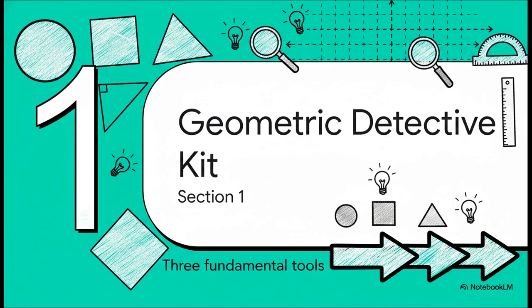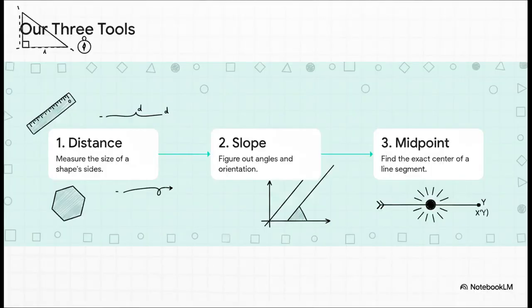These are the 3 fundamental tools we'll be using for every single investigation today. So here they are, the big 3. First, you've got the distance formula. We use this to measure the size of a shape's sides. Second, there's the slope formula, which is our go-to for figuring out angles and whether lines are parallel or perpendicular. And third, the midpoint formula, which is just perfect for finding the exact center of a line segment. Honestly, with just these 3, we can solve almost any case that comes our way.